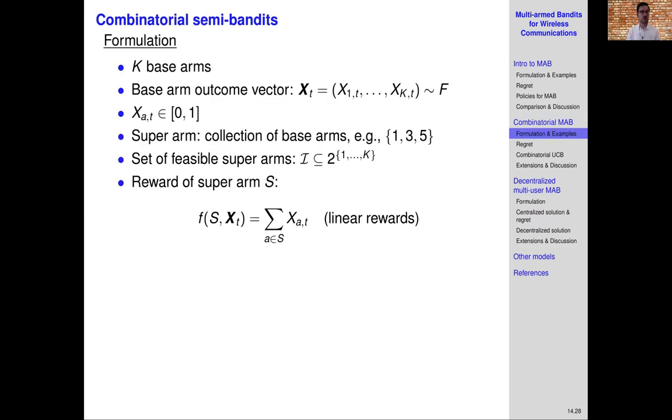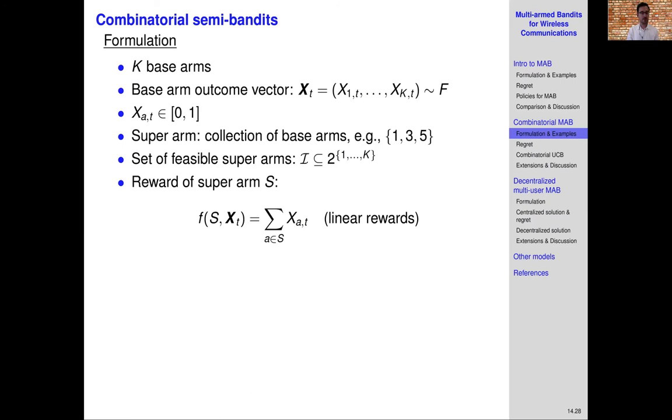So in a combinatorial bandit problem, there are k base arms. Base arms yield random outcomes. The outcome vector from the base arms at each round is sampled from a fixed but unknown distribution f. We assume that the base arm outcomes lie in the unit interval. In this problem, there are superarms. A superarm is a collection of base arms. For instance, base arms 1, 3, and 5 form a superarm. And there is a set of feasible superarms. The set of feasible superarms is a subset of the power set of base arms.